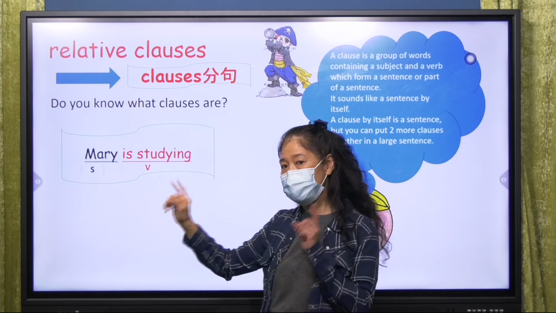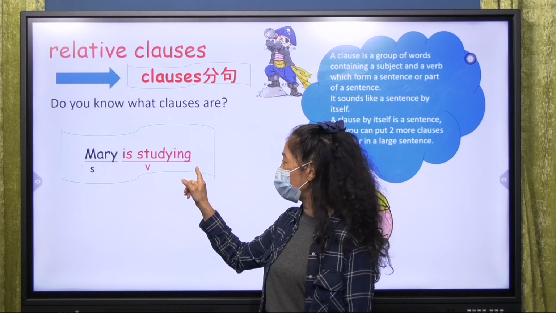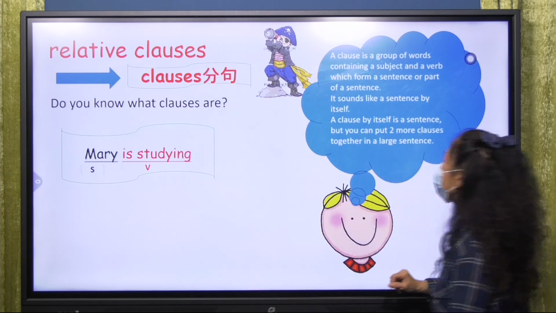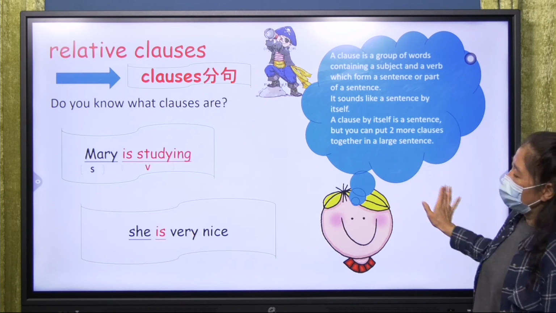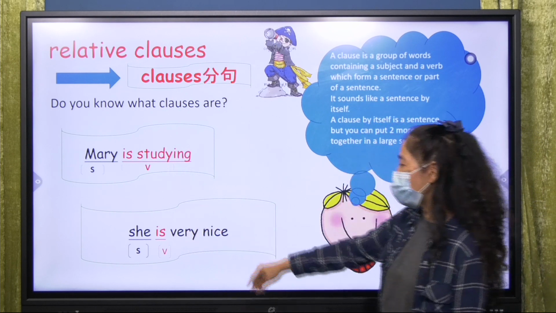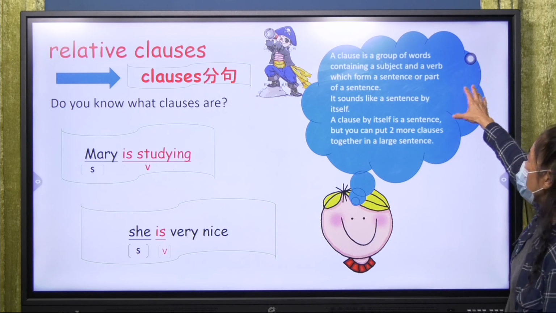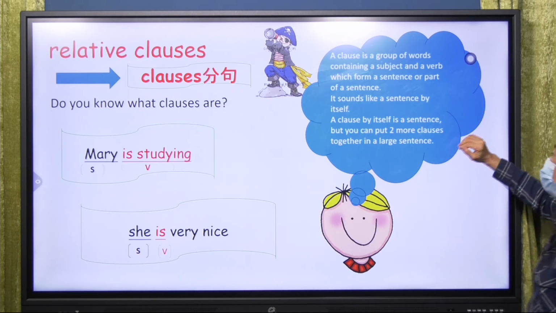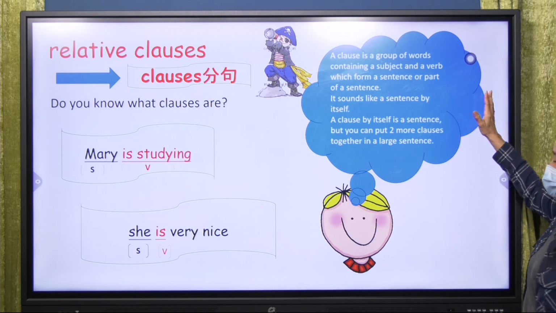Look at this. Is there any full stop here? No, okay? This is a clause only. So in English, the second one is a clause. She is very nice, subject and verb. So a clause is a group of words containing a subject and a verb, which we can form a sentence, or part of a sentence.